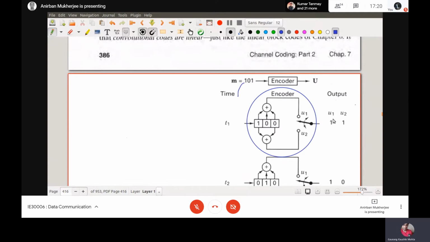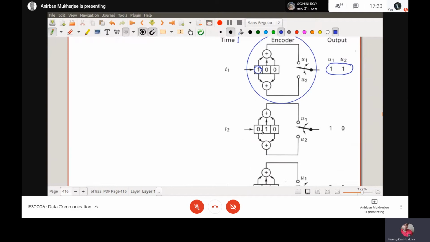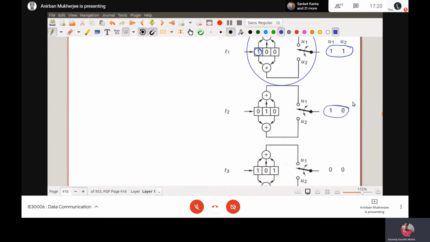Now what will be your U1 and U2? U1 will be 1 0 1, and U2 will be 1 0 1. So U1 is 1, U2 is 1. That means at the first instant that entry is 1, and you have got your code word 1. Then your entry is 0, that's why that 0 has come. So it has shifted 0 1 0. So this one will be 0, 0 is 0, and 0 1 is 1, 1 0 is 1. So you have 2 code words: 1 1 0. This is another channel word or code word.